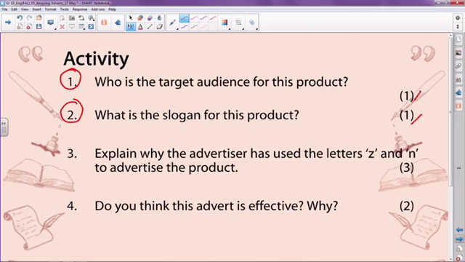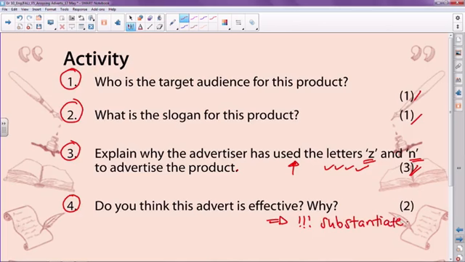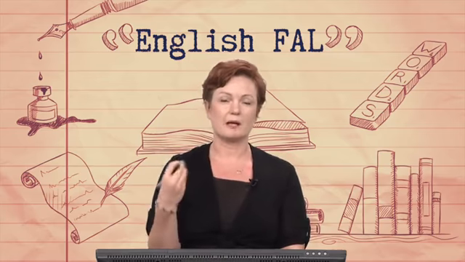Again, 1 mark. 3, explain why the advertiser has used the letters Z and N to advertise the product. You can see here we have 3 marks. All right, so you want to give 3, perhaps even 4 points to justify or answer this question. And then finally, the last question, do you think the advert is effective and why? And again, this is going to be completely up to you, but you absolutely need to substantiate. Don't forget that. All right, so I'm going to give you 2 minutes to go through that. I'll flick between the 2 and then we'll come back and we'll share.